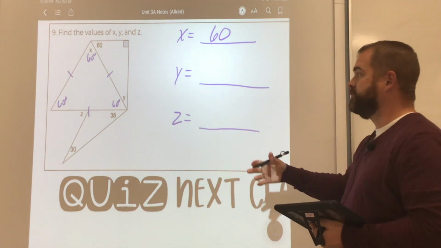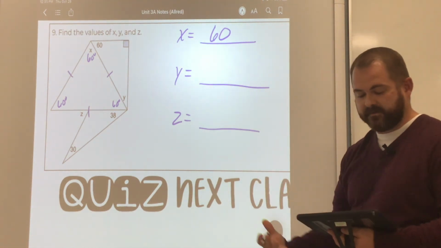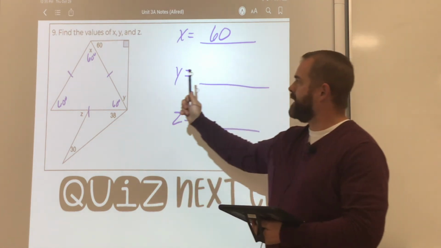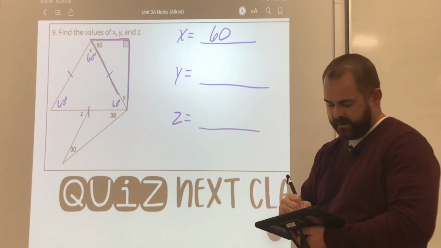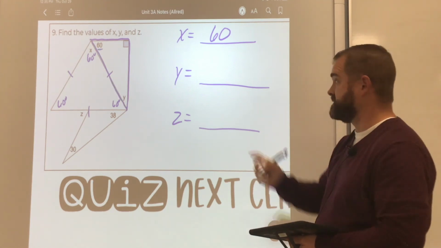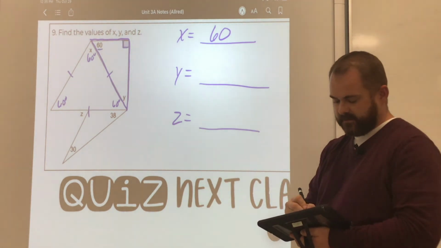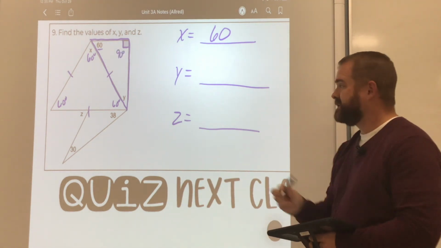Now to find these other two, let's look at their individual triangles and see what we can figure out. Let's find the value of y next. Well, this is a right triangle. In this right triangle, one angle is given to us as 60 degrees. This angle is 90 degrees. And so I can find y.